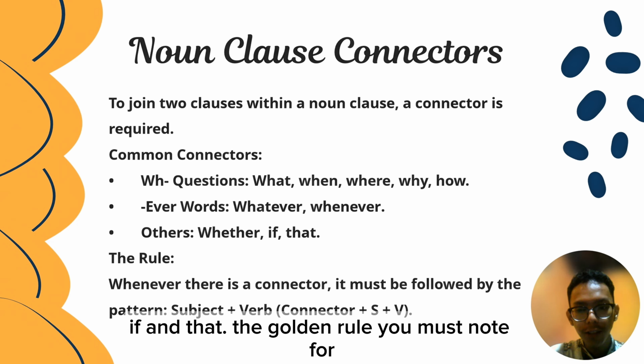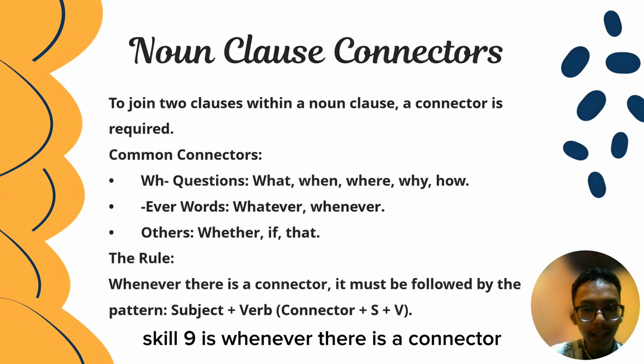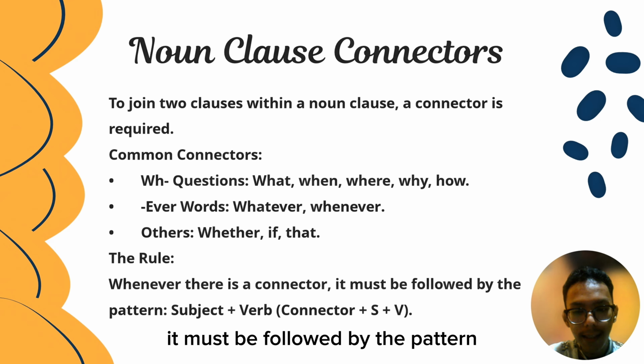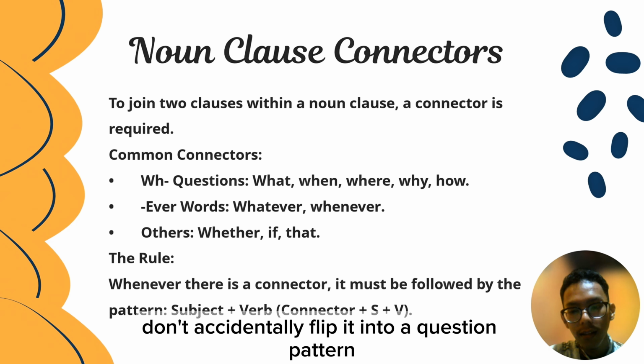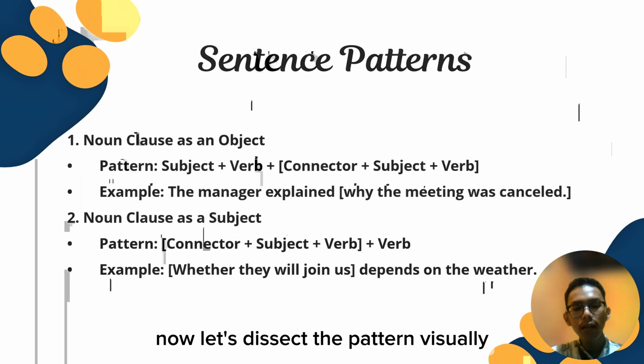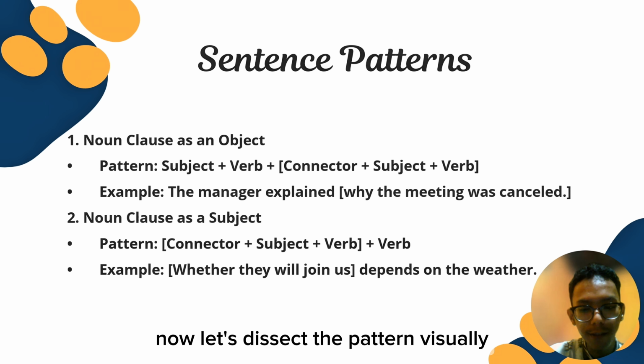The golden rule you must note for skill 9 is that whenever there is a connector, it must be followed by the pattern subject plus verb plus connector plus subject plus verb. Don't accidentally flip it into a question pattern. Now let's dissect the pattern visually.